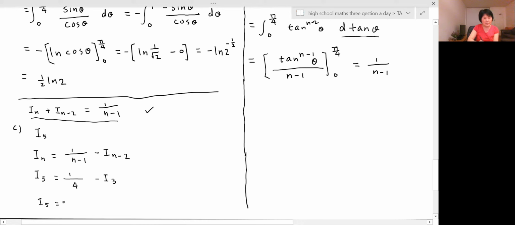I5 equal to the 1 on 4 minus I3. I3, I'm using this formula here. I3, so this n is 3, this will be 1 on 3 minus 1 is 2, minus the I, n using the 3, so I1. Then equal to 1 on 4 minus, take off the bracket, minus the half, plus I1.